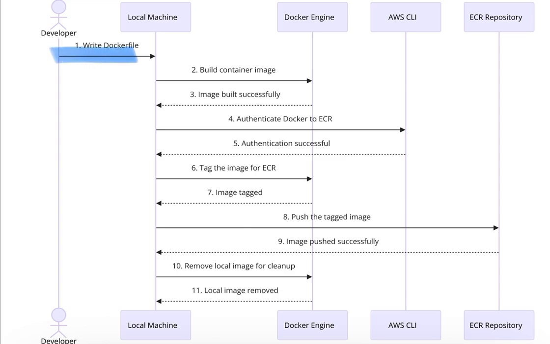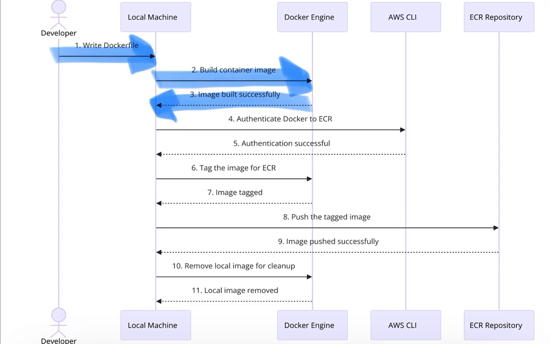1. Write Dockerfile. The developer creates a Dockerfile on their local machine, which defines the steps needed to build the container image. 2. Build container image. The local machine sends a request to Docker Engine to build the container image based on the Dockerfile. This process compiles the image, including the application code and dependencies. 3. Image built successfully. Docker Engine returns a confirmation that the image has been built and is now available locally.